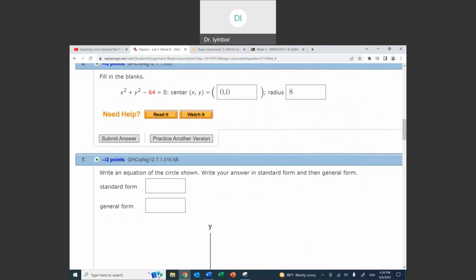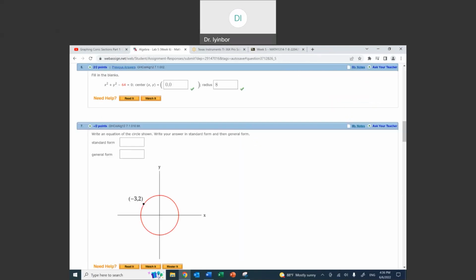Okay, that's the answer for number 6. Just take the square root of the number, and that's your radius. And the center is always 0, 0 for the equations we're going to solve.